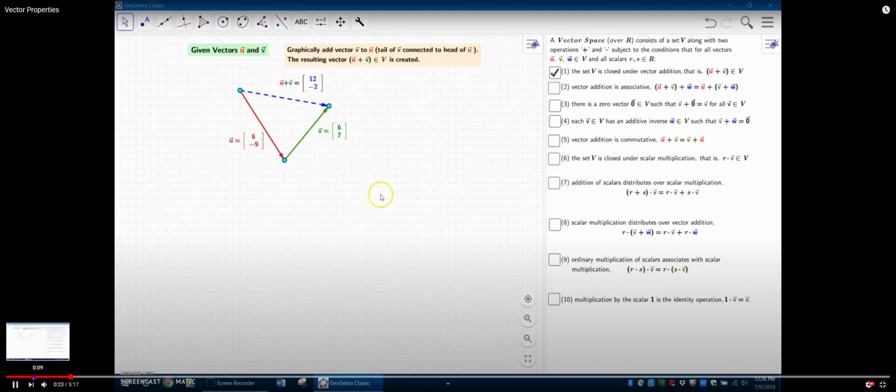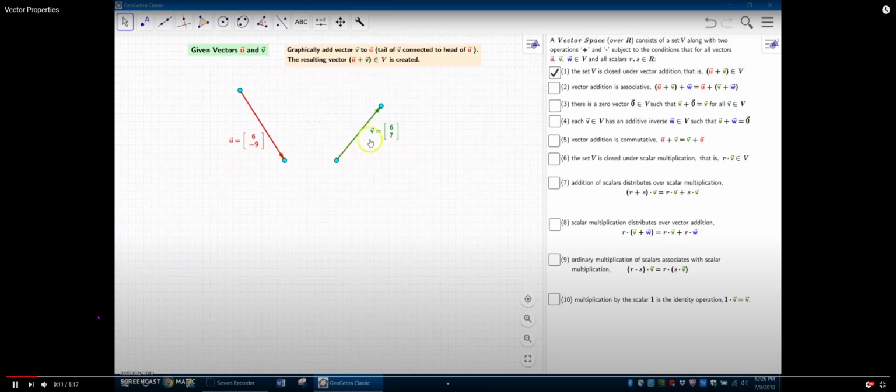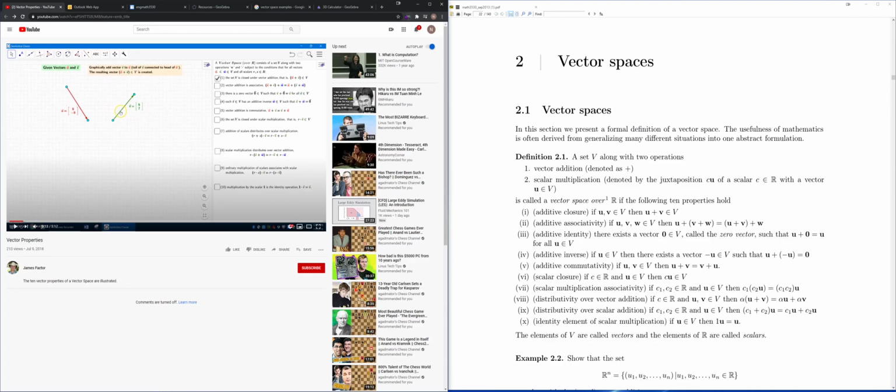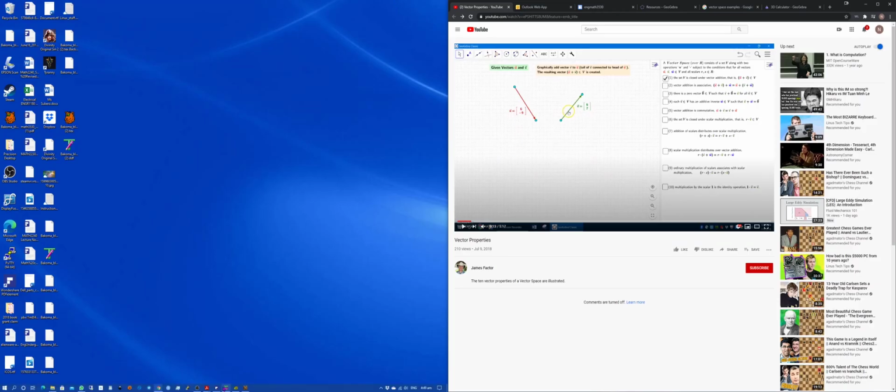What's the first one? He's trying to justify it's closed under vector addition, so he's taken these two vectors in the plane. I need to tell you what vector space he's working with: vectors in the plane. This is a vector in the plane, and this is a vector in the plane.